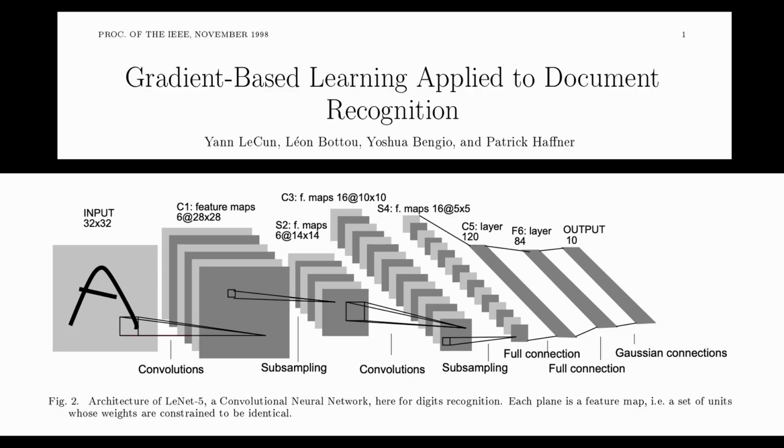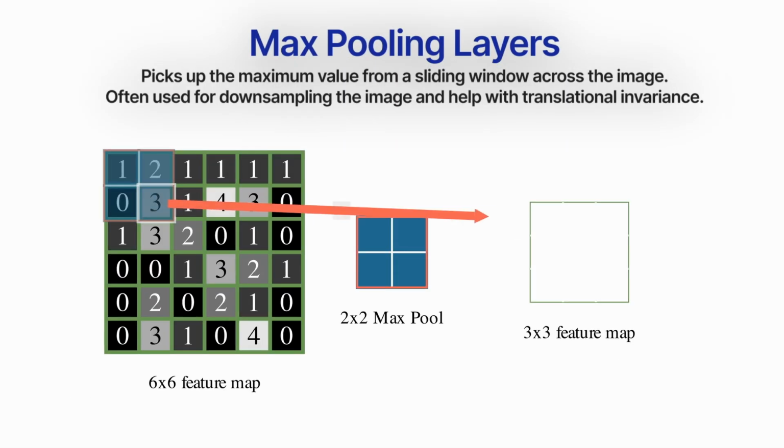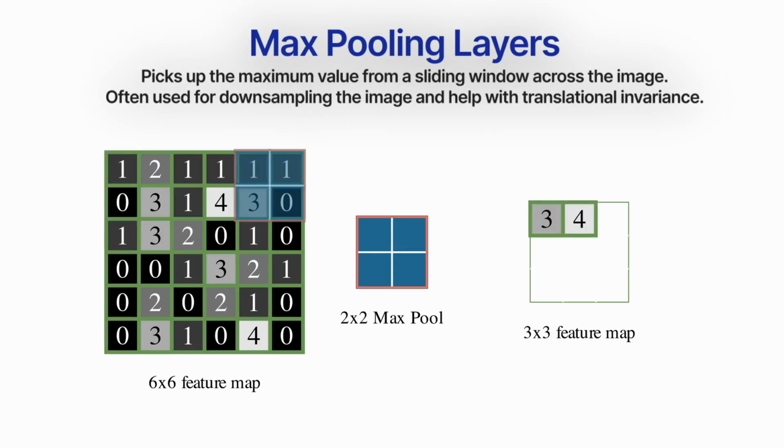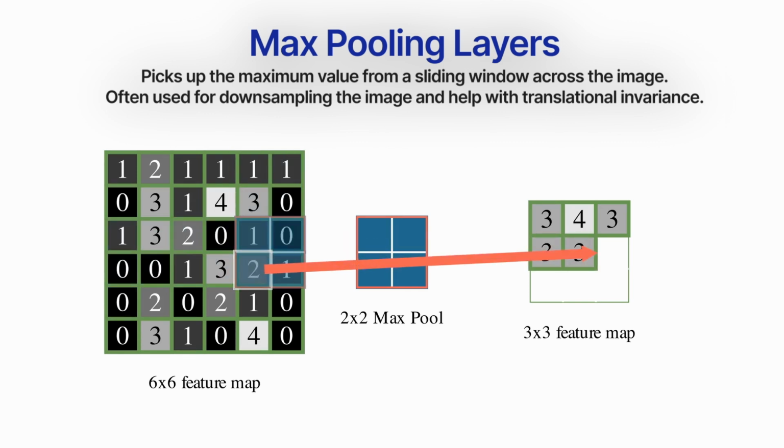In 1998, Yann LeCun and his team published the LeNet-5 model, a deeper and larger 7-layer convolutional neural network. They also used max pooling, which, like strided convolution, also downsamples the image by grabbing the maximum values from a 2x2 sliding window.